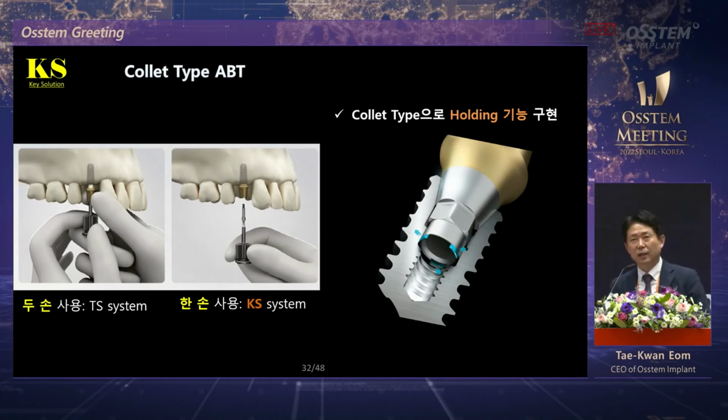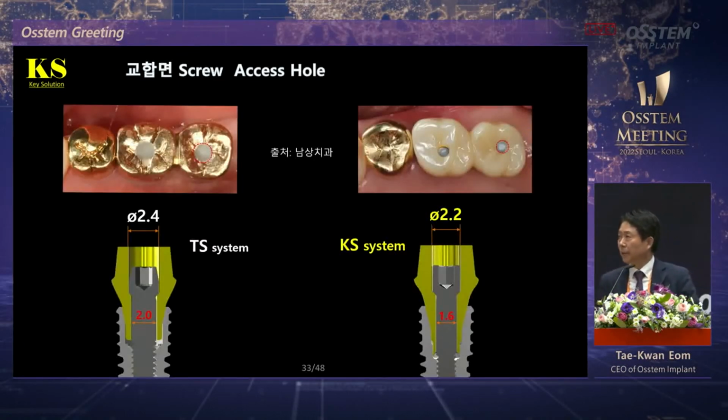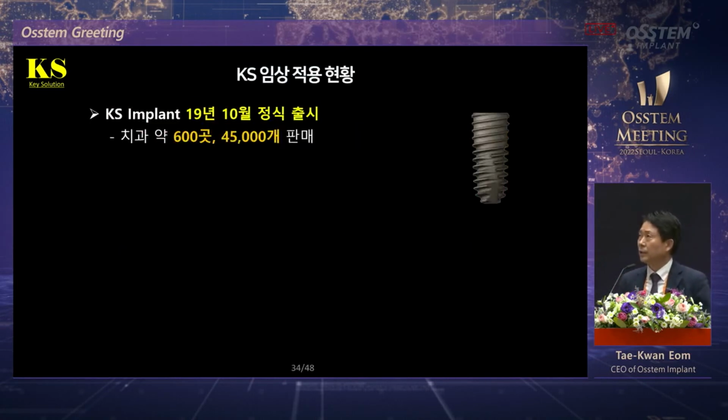Impression coping had this kind of mechanism. Impression coping is one-time use, but doctors use it repeatedly, so it breaks. So impression coping is in 2 pieces, but they cannot be held together. Screw access hole: the smaller the hole, the prosthesis is more aesthetic and better for making occlusal contacts, and this is favorable against chipping. So KS is 2.2, reduced from 2.4 of TS.